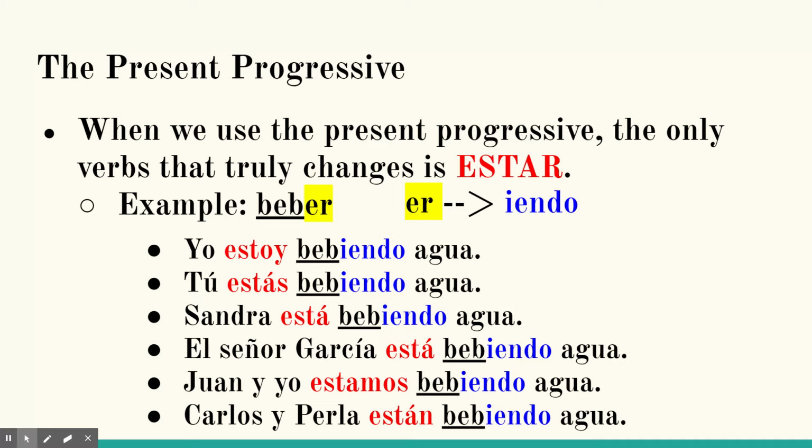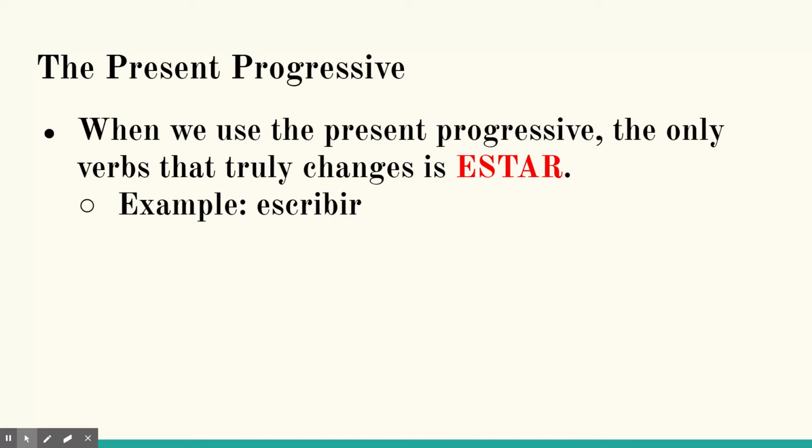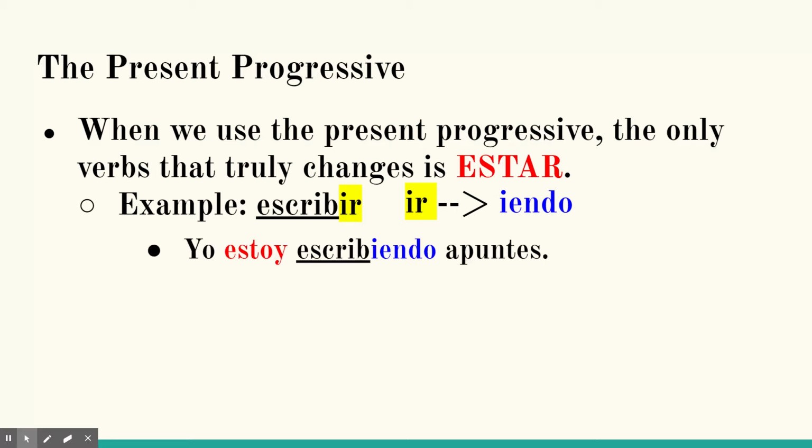Now, the same thing is going to happen to IR verbs. And before we move on, make sure you write down all of these examples as well on your notes. Now, with IR verbs, the same thing is going to happen. The IR is going to change to yendo, just like ER verbs. Exact same ending. So here are some examples. Yo estoy escribiendo apuntes. I am writing notes. Tú estás escribiendo apuntes. You are writing notes.